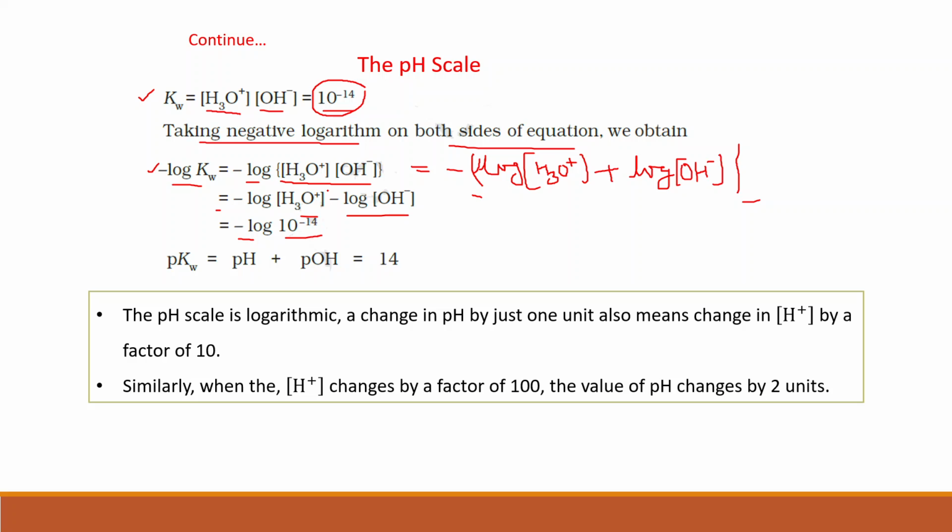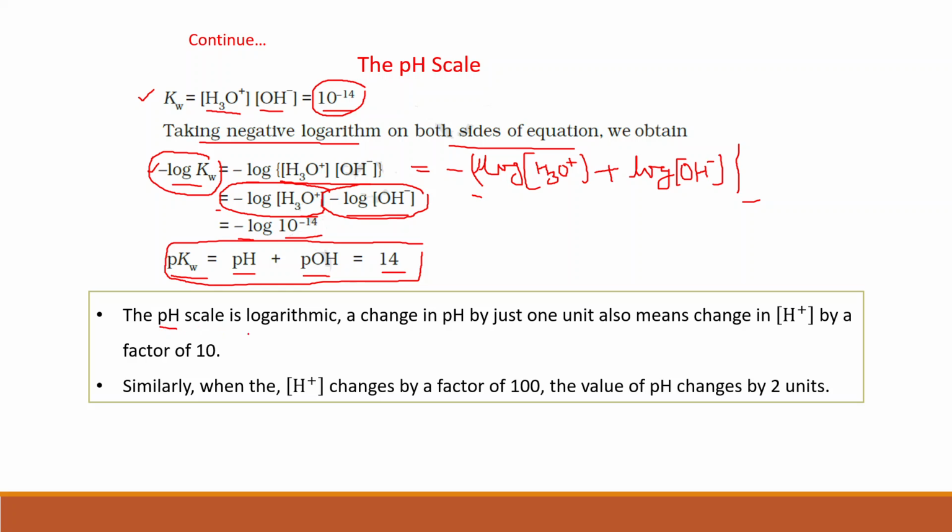Now the negative logarithm of Kw is called pKw. Like, negative logarithm of hydronium ion concentration is equal to pH, negative logarithm of hydroxyl ion concentration is equal to pOH, and negative logarithm of 10 to the power minus 14 is equal to 14. Remember this relationship: pKw is equal to pH plus pOH, and that is equal to 14.